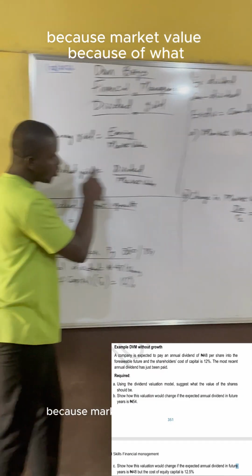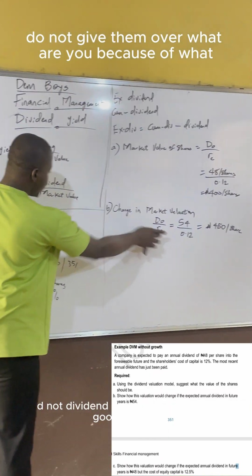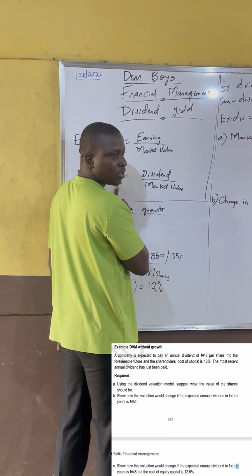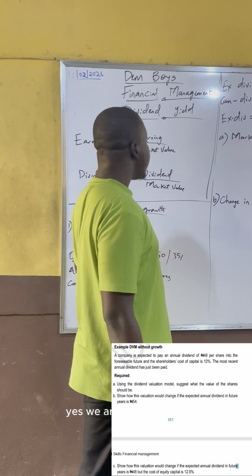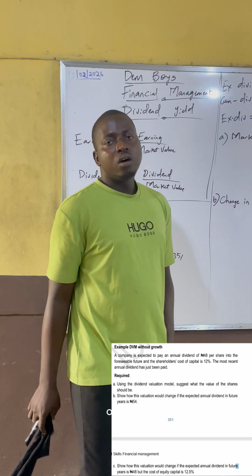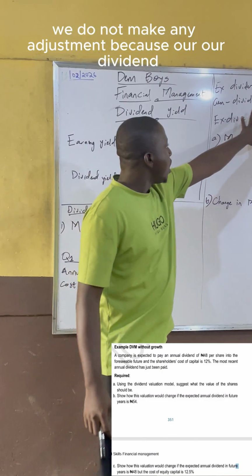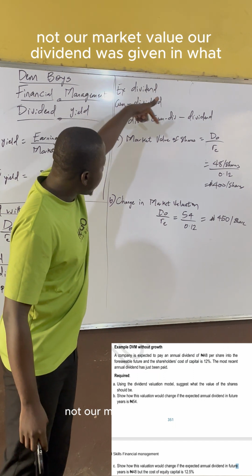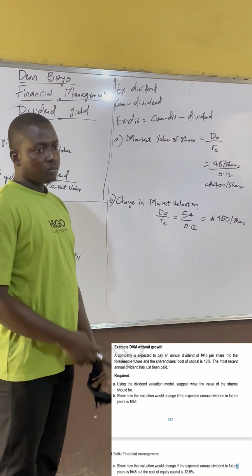Because market value equals D naught, dividend over Re, which is equal to the dividend yield. Now, yes, we have the market value. Well, you can see we did not make any adjustment because our dividend was given in pence.